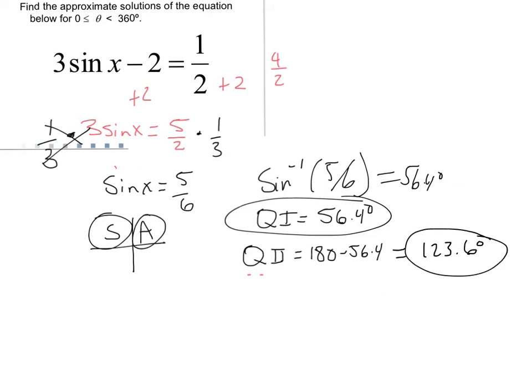If I take sine of either of these angle measurements, I'm going to get 5/6, and that's what I'm asking for: what angle measurements would give me that value between 0 and 360. And these are both of them. There's a first and a second quadrant angle.